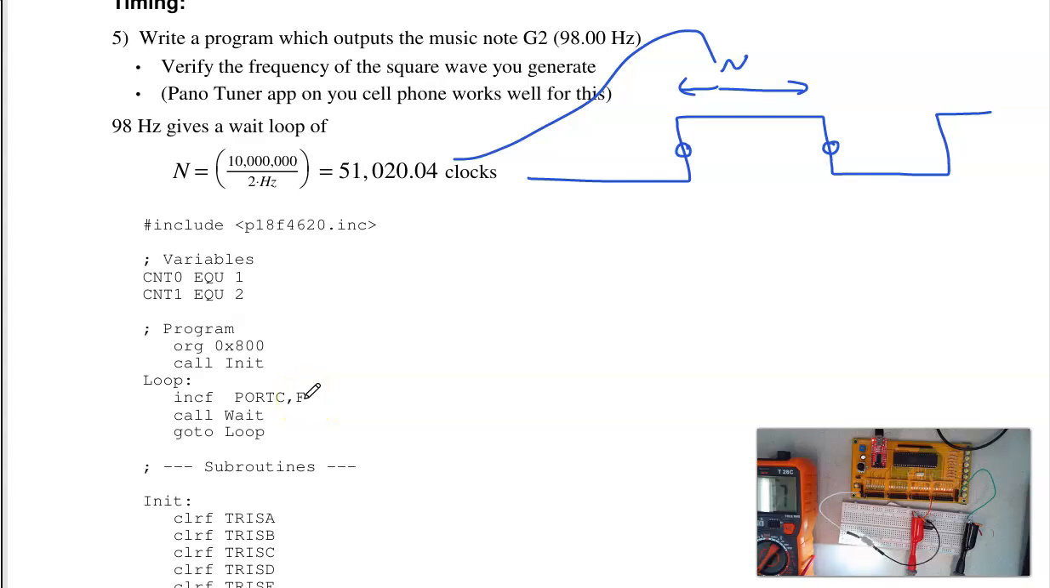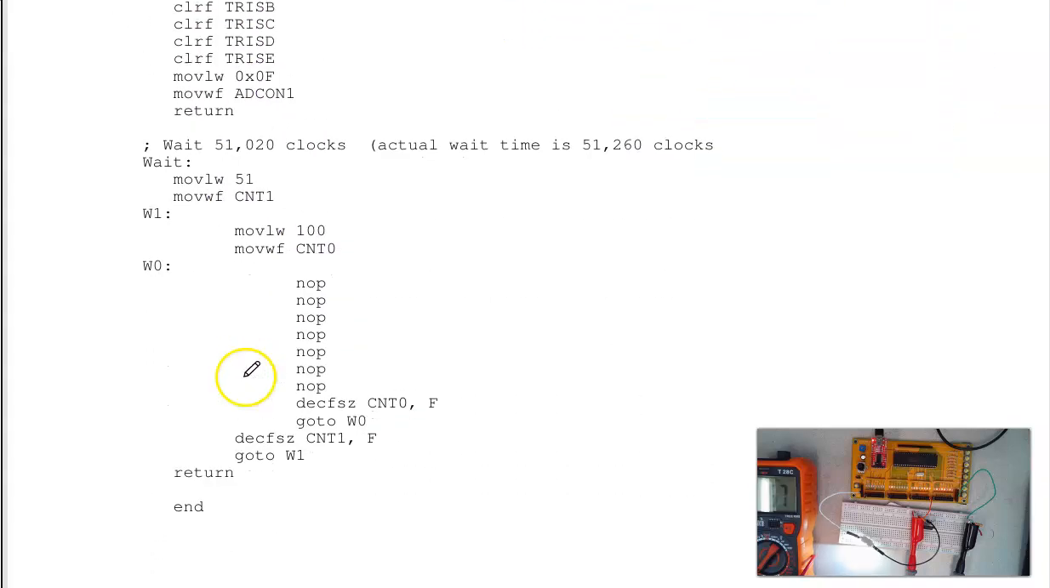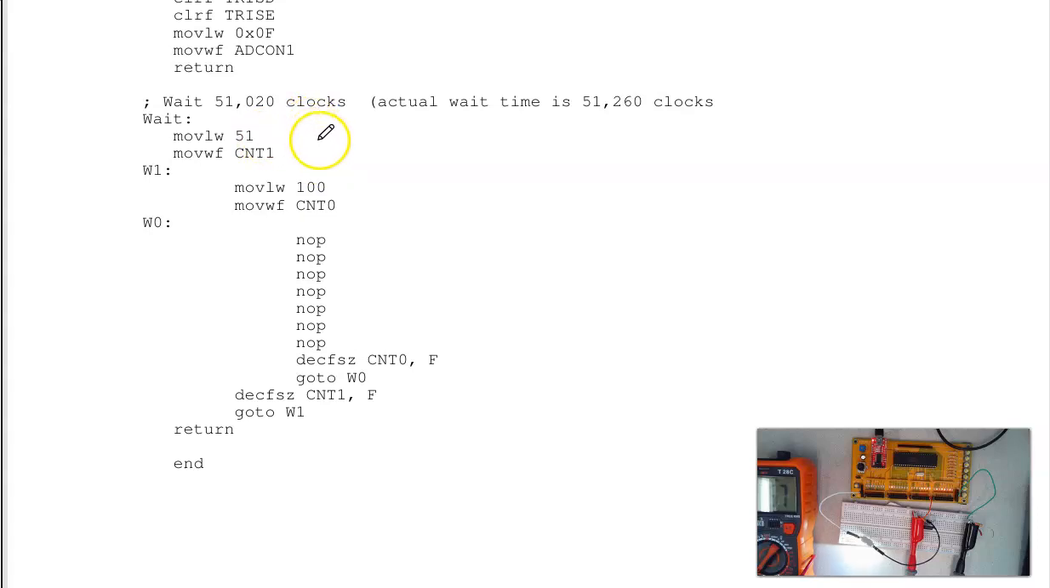The main loop is I'm just going to count on port C. That causes it to set, clear, set, clear, set, clear on RC0. Wait 51,000 clocks, then repeat. To get to 51,000 clocks, I've got a wait loop. So 1, 2, 3, 4, 5, 6, 7, 8, 9. This takes 10 clocks to execute. 10 times 100 times 51 is how long this takes. So that's 51,000 clocks.